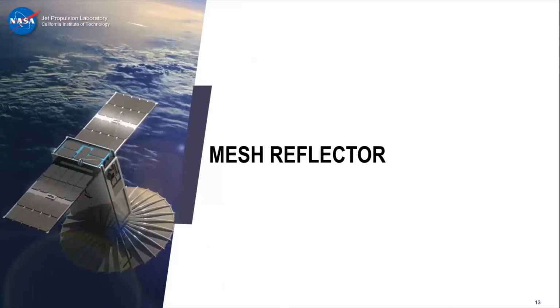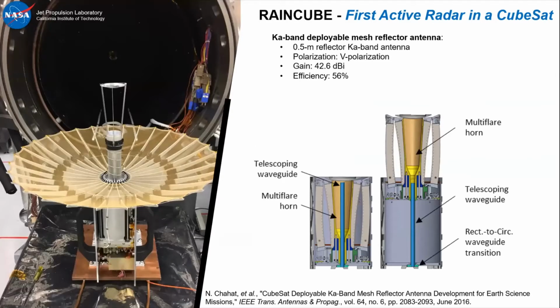The first mesh reflector that we developed from scratch at JPL was for the mission called RainCube. RainCube is the first active radar in a CubeSat for low Earth orbit operation. It operates at 35.75 gigahertz. It needed about half a meter diameter with an efficiency of more than 50% to meet the mission requirements. The main driver is efficiency for an active radar like RainCube, because if you lose 1 dB, it's a two-way trip, so you actually lose 2 dB in terms of SNR.